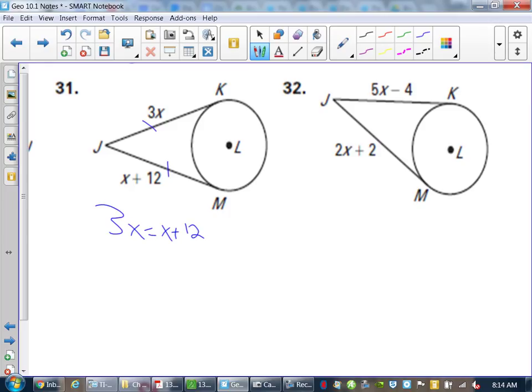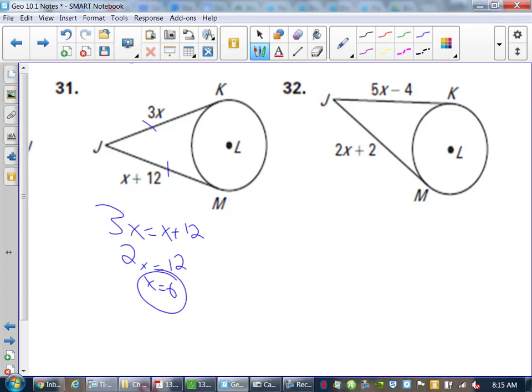So what do you do? I got x equals 6. I agree. Subtract the x, you get 2x is 12, and x is 6. And what could you always do to see if you are correct? Substitute back in. 3 times 6, 6 plus 12. Okay.